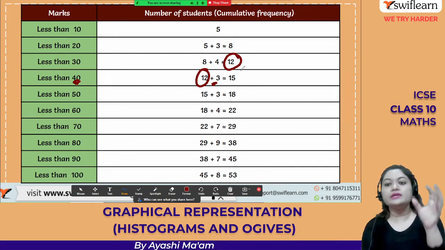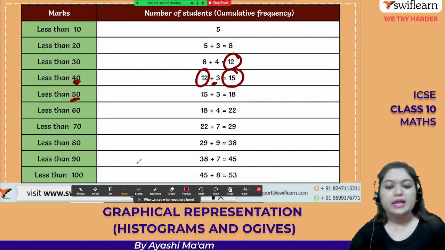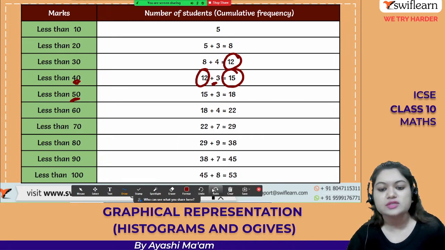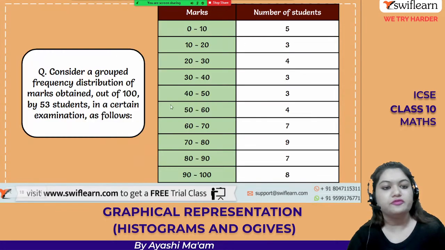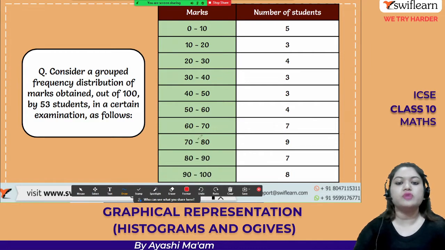3 is your current frequency. So 15 less than 50, right? Less than 50 means which rows? Let me just show it to you once again quickly. Less than 50. Here, which one is less than 50? So try to visualize it.